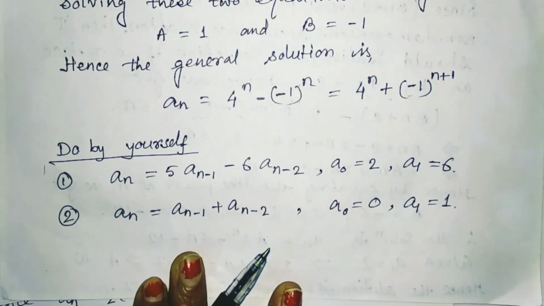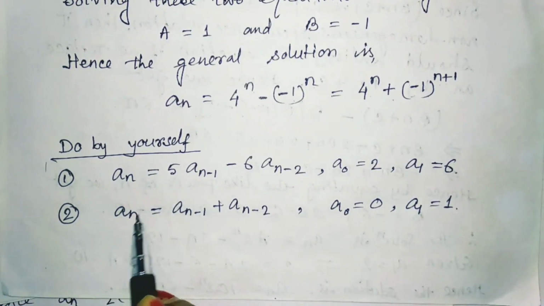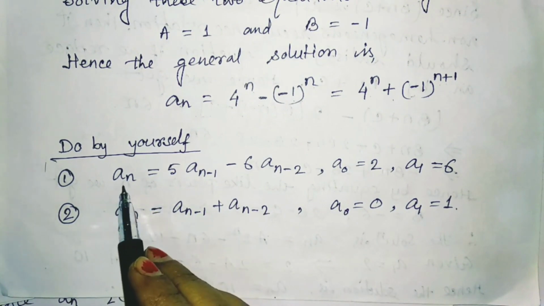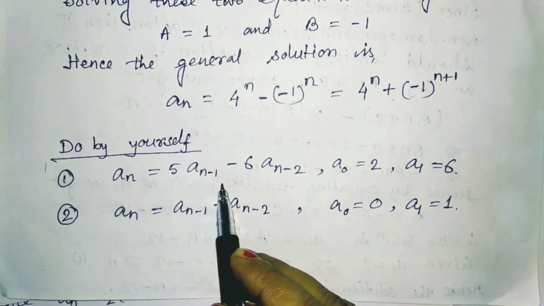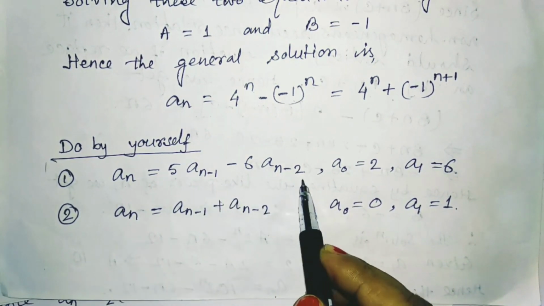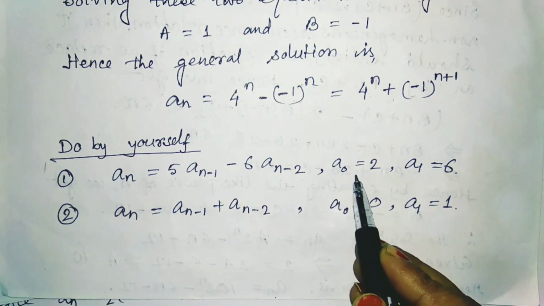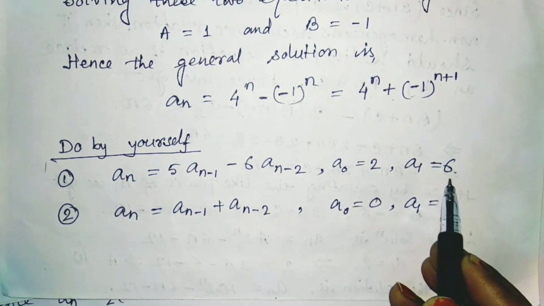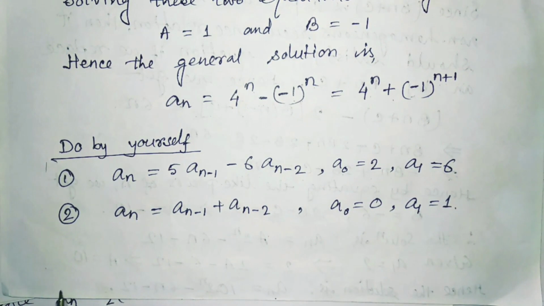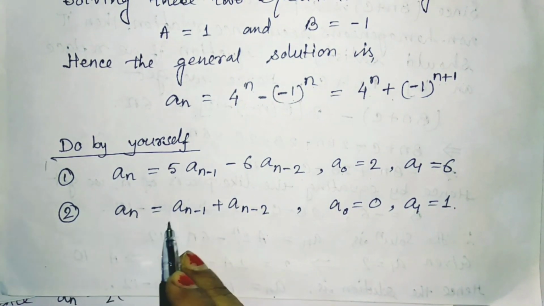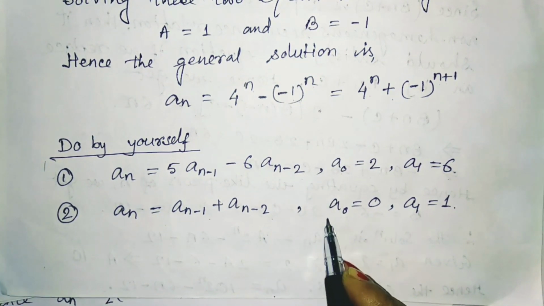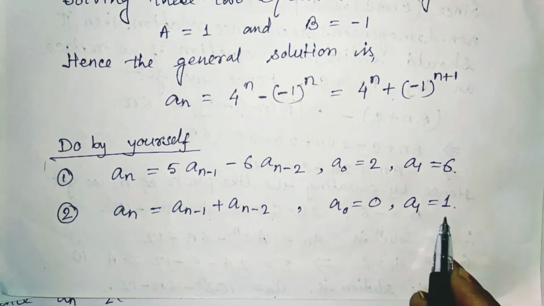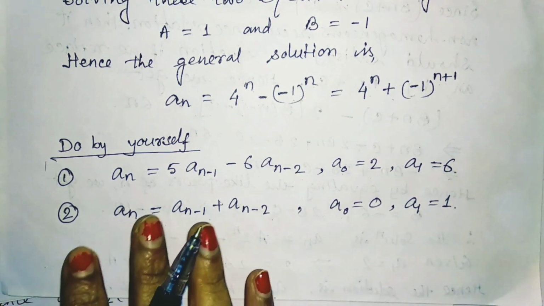Corresponding to that, you can solve these equations by yourself. The first: the recurrence relation is an is equal to 5an minus 1 minus 6 into an minus 2, where the initial conditions are a0 is equal to 2 and a1 is equal to 6. The second equation is an is equal to an minus 1 plus an minus 2, where the initial conditions are a0 is equal to 0, a1 is equal to 1. Try to solve these two questions by yourself and give the answer in the comment box.